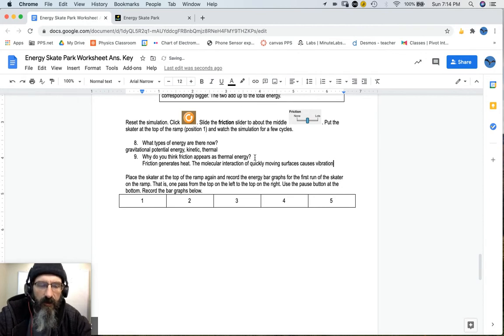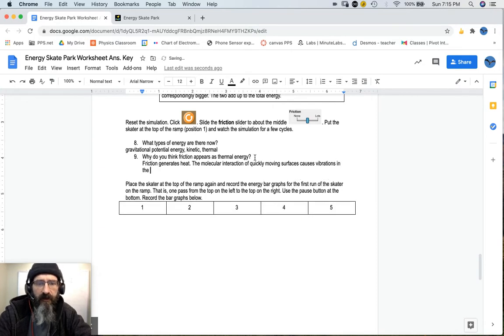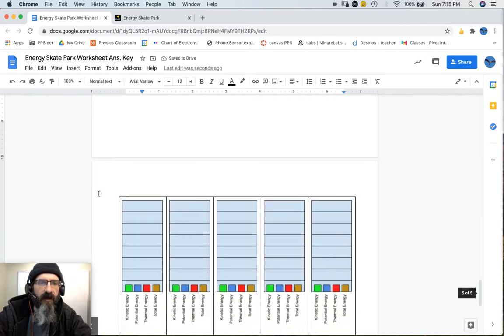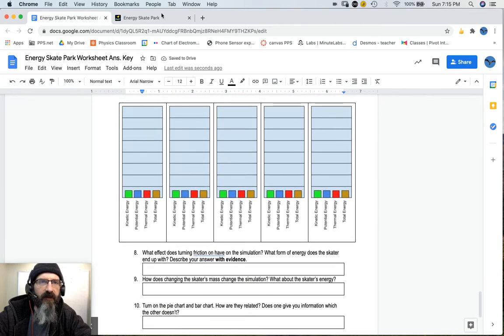Sorry, I'm having a hard time talking and typing at the same time. The molecular interaction of quickly moving surfaces causes vibration in the surface molecules. That's really what's going on. All right. Oh man, I really messed up my page, but that's okay.